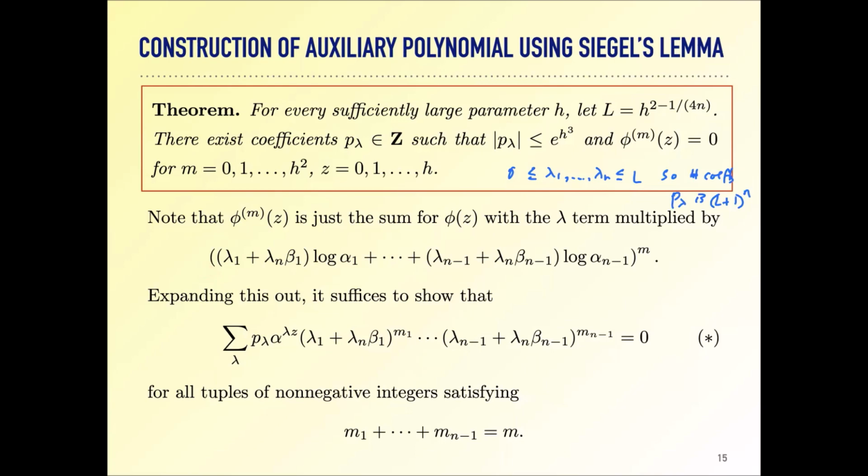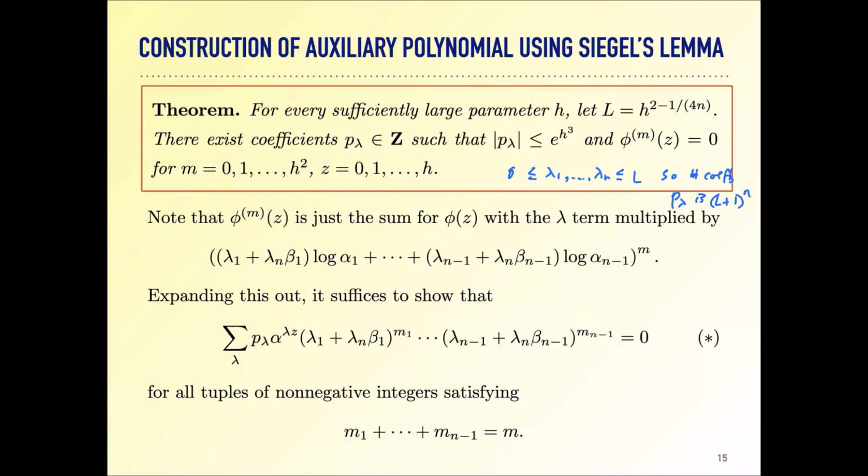And if you expand this out, this is a product of m things. If you multiply it out, we want to highlight the algebraic parts of it. So we're using the algebraicity of the beta i. You get a bunch of products of lambda i plus lambda n b i, raised to various powers, m1 through mn minus 1. And then you're going to get products of log alpha i stuff, and we're not going to be able to deal with that.